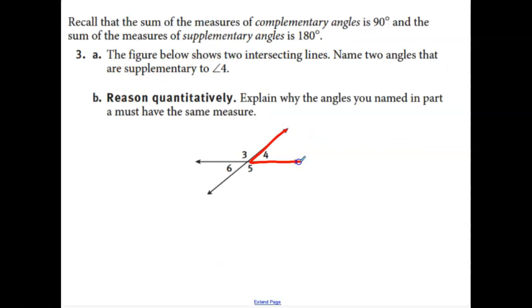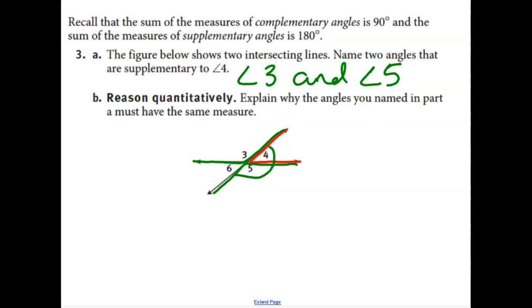So angle 4 is over here. It's an acute angle, meaning if I'm going to get to 180 degrees, I'm going to need an obtuse angle. So supplementary to angle 4 would be angle 3. And there's actually another one. Angle 5 is also supplementary, because when I add these two angles together, I'm going to get a straight line going this way, or I can also get a straight line going this way.